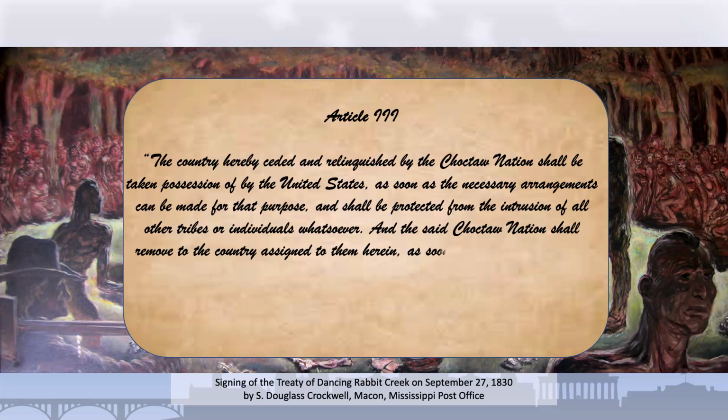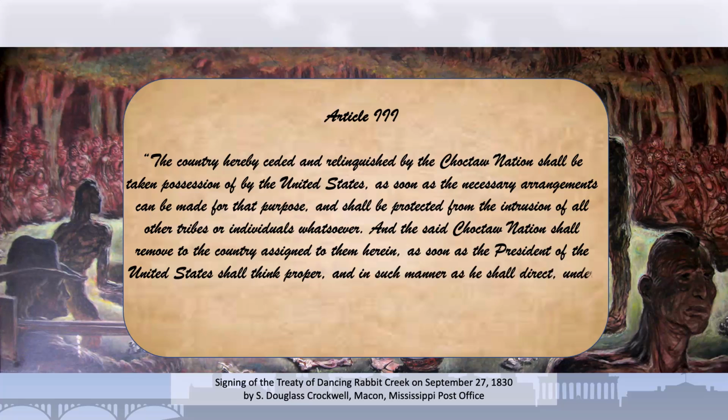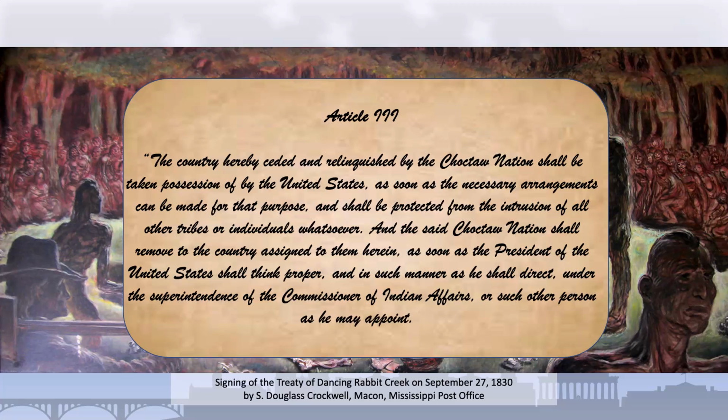And the said Choctaw Nation shall remove to the country assigned to them herein, as soon as the President of the United States shall think proper, and in such a manner as he shall direct, under the superintendence of the Commissioner of Indian Affairs, or other such person as he may appoint.